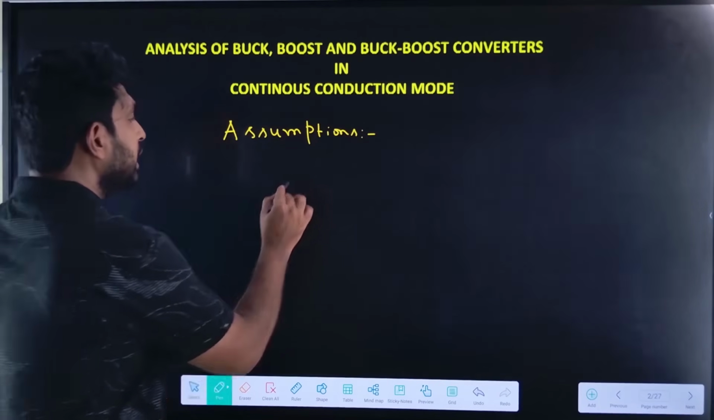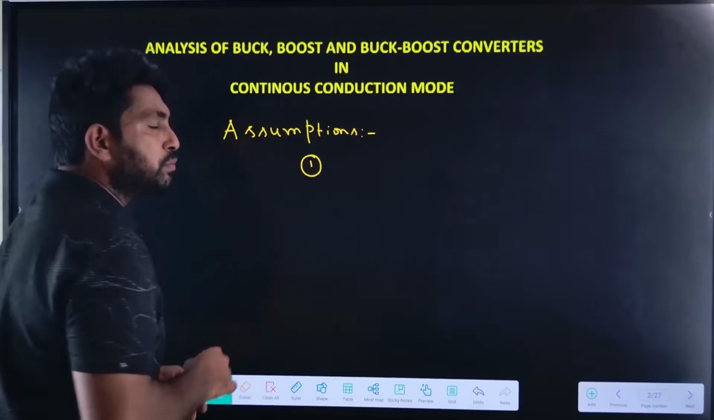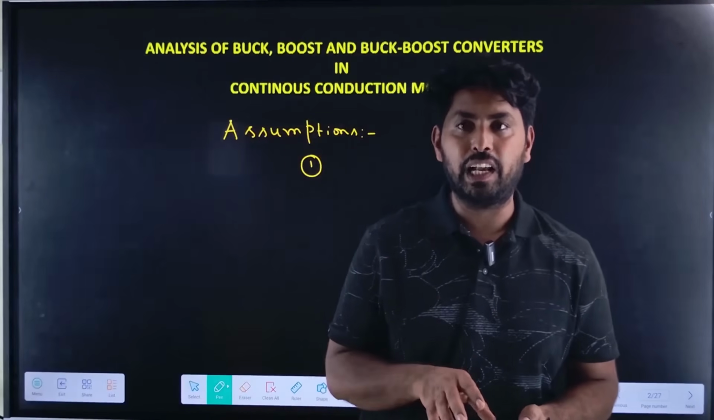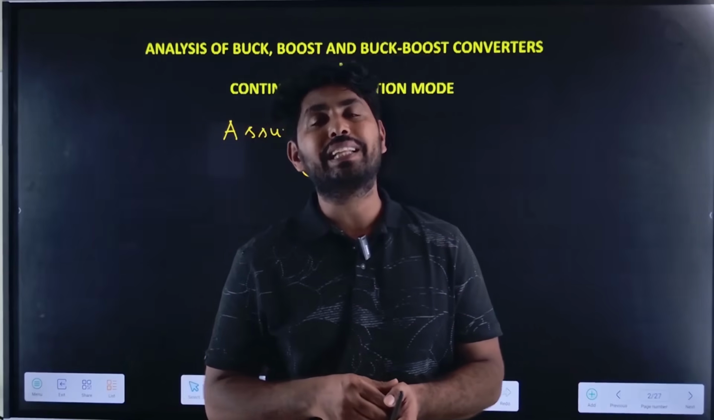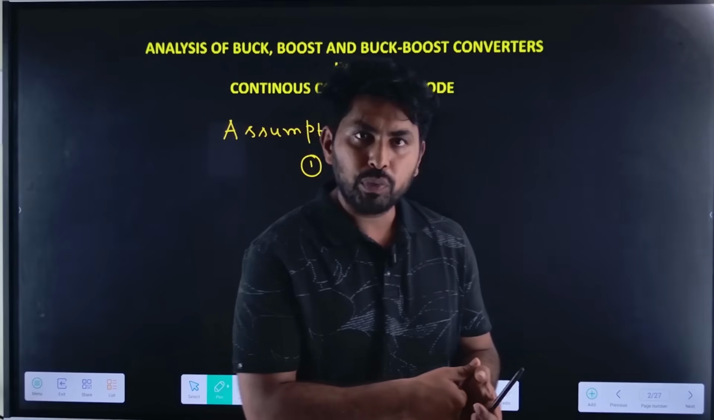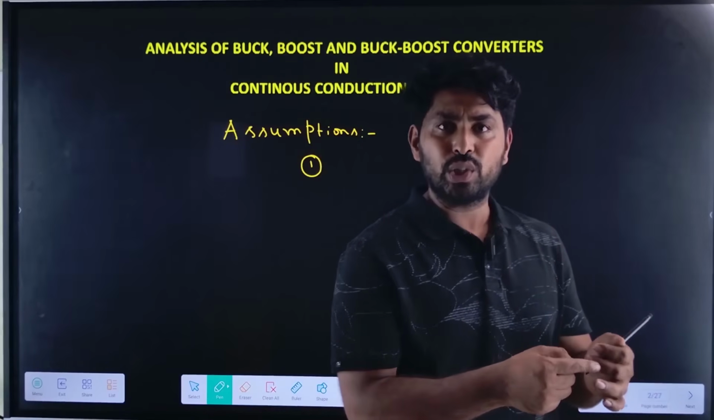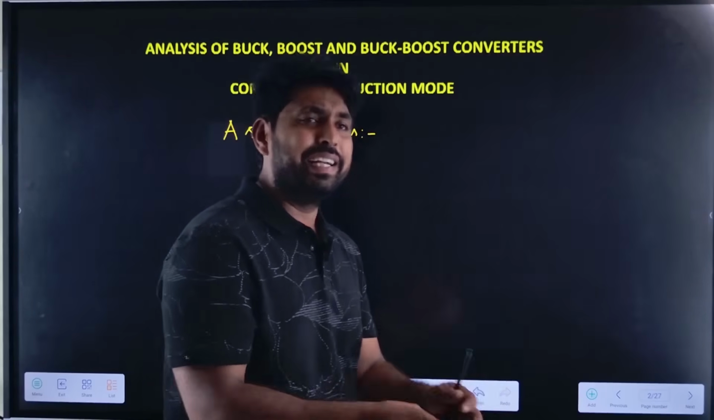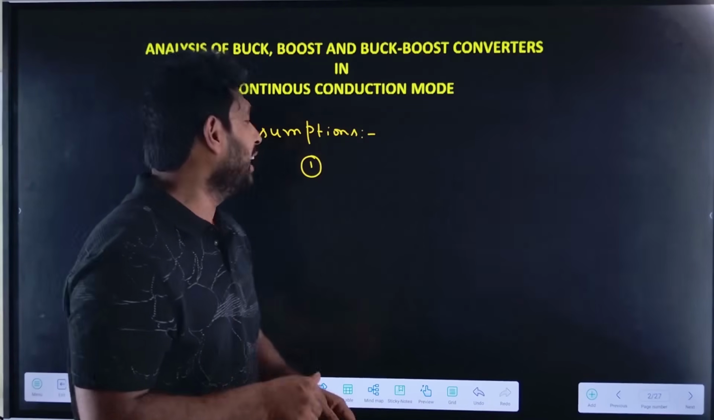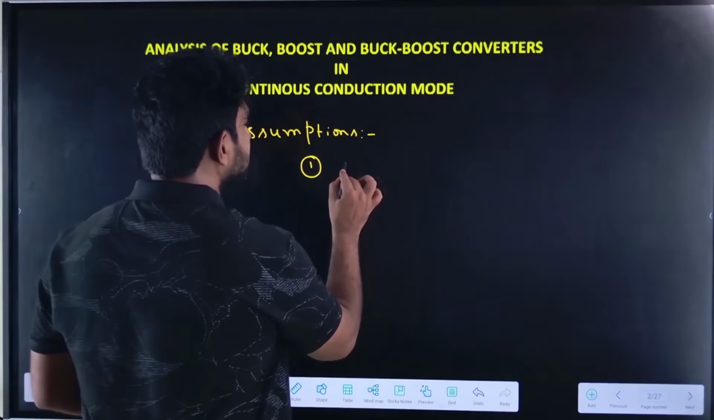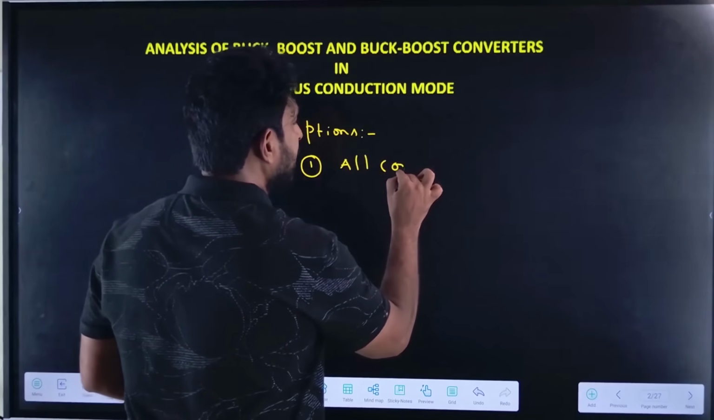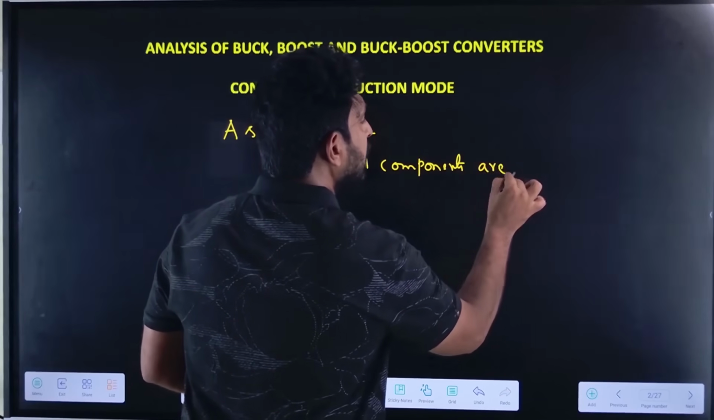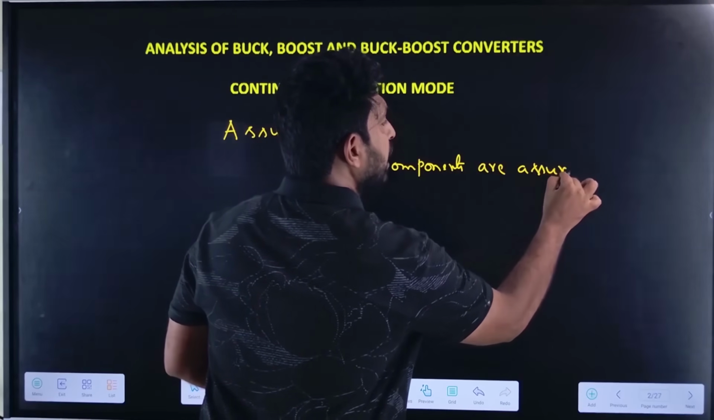The first assumption is that all the components used in the converters are ideal. So what are all the components that we are using in the converters? Switches, inductor, capacitors. These are all the elements we are using. We are assuming that switches, inductor and capacitor are all ideal. All components are assumed as ideal.